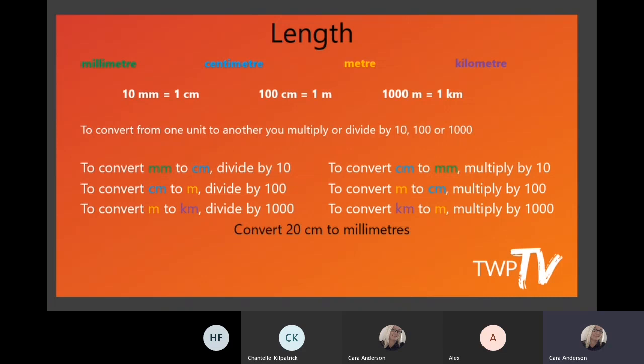Okay, so I'm going centimeters to millimeters. So centimeters to millimeters, I should be multiplying. If you're looking at the examples, multiplying by 10. Okay, so just remember to go the right way. So 20 centimeters times 10 is going to give me 200 millimeters.